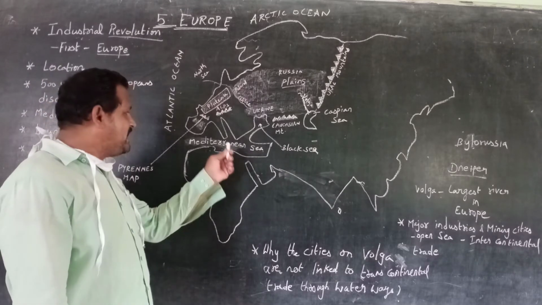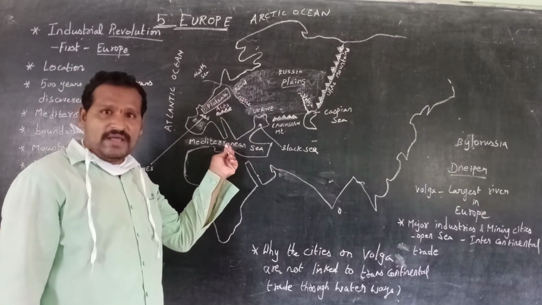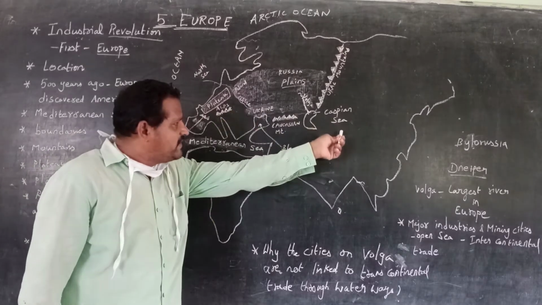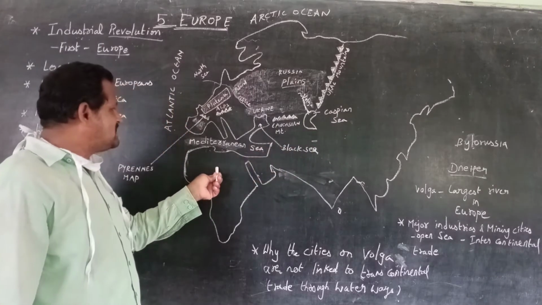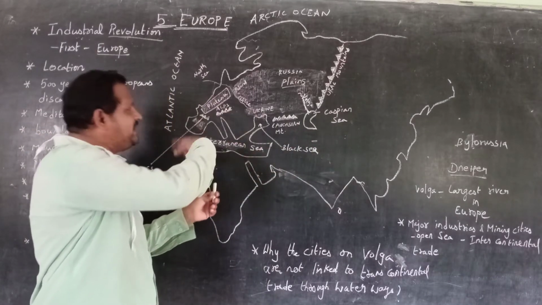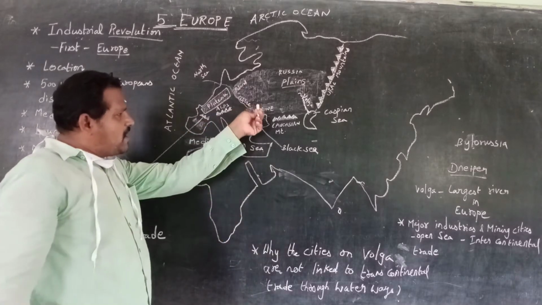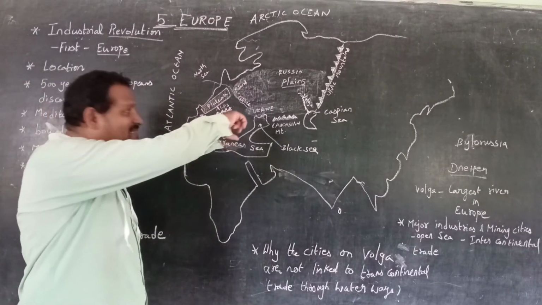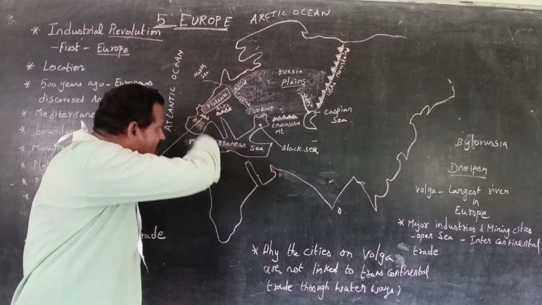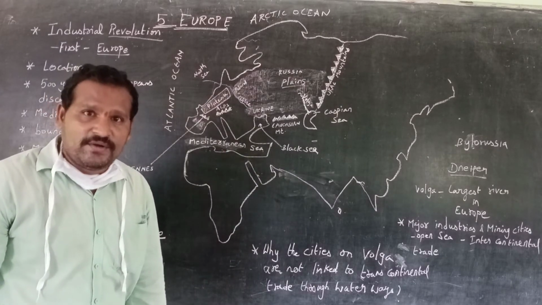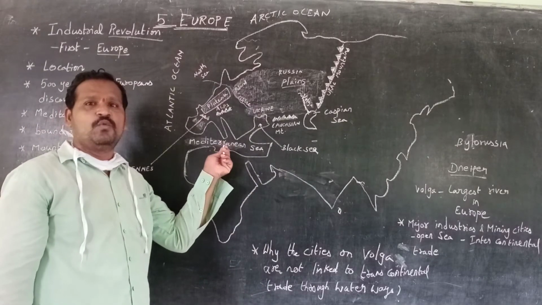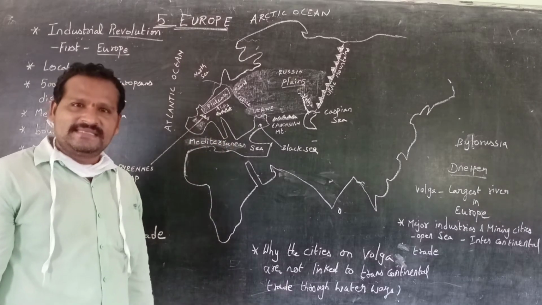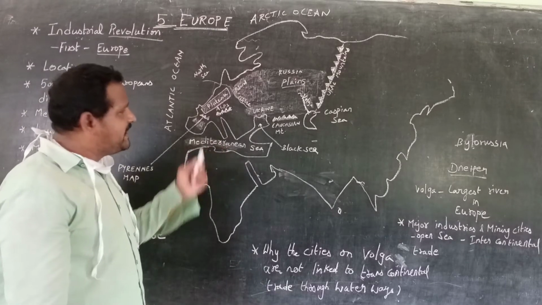They believed the Mediterranean Sea is the center of the world. Why? Because the European continent, the western parts of Asia and the northern parts of Africa are all located around the Mediterranean Sea. So the Europeans believed the Mediterranean Sea is the center of the world, and they named the sea the Mediterranean Sea.